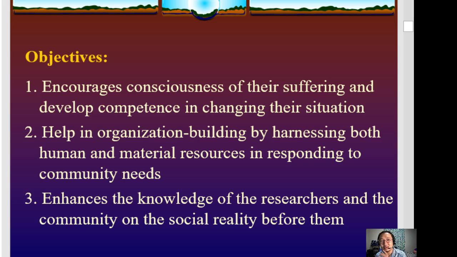And so when you say resources, both material, establishment, equipment, supply, especially the community people as the human resource. Okay? Third, enhances the knowledge of the researchers and the community on the social reality before them. Okay? So aside from that, it says enhances the knowledge. They should know that the reality is this. That is what number 3 means. That this is the situation. Okay? We need to do something. We need to act. Okay? That's number 3.